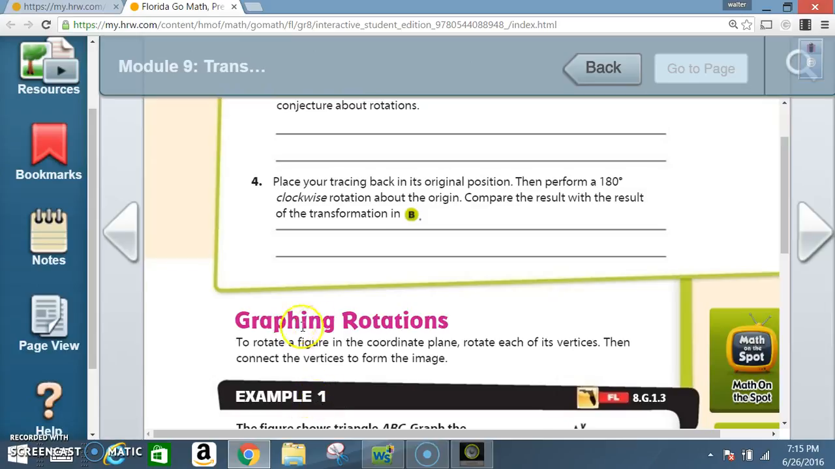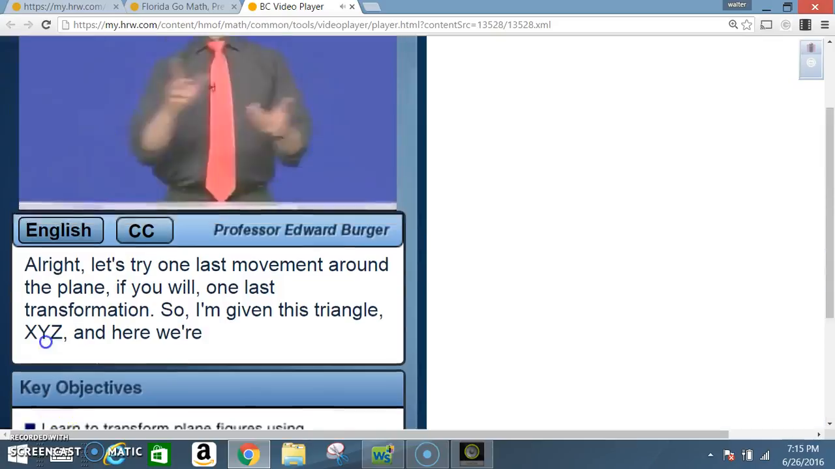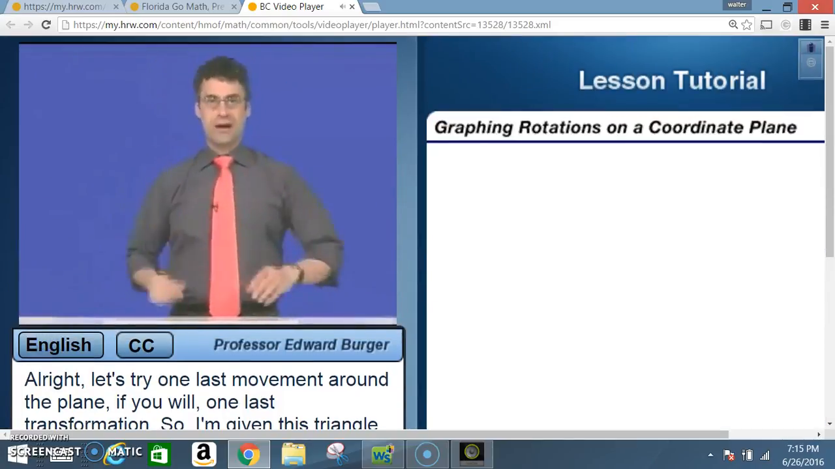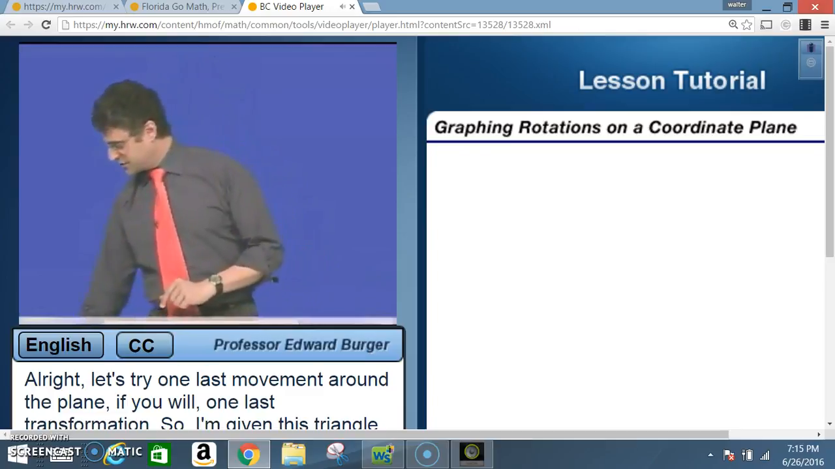Example 1, Graphing rotations. To rotate a figure in the coordinate plane, rotate each of its vertices, then connect the vertices to form the image. All right, let's try one last movement around the plane, one last transformation.